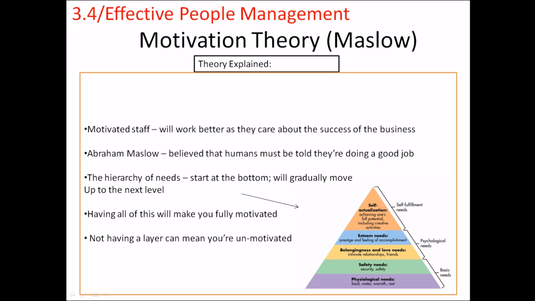Then we get to the hierarchy of needs, in other words, the kind of pyramid. How this works is that each layer is built from the bottom upwards. So first of all, they've got to need food, water, warmth and rest, and having those four things or things like that means that you're good, so you go to the next layer.